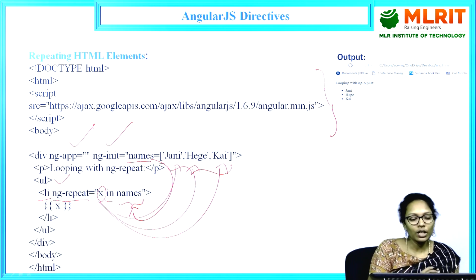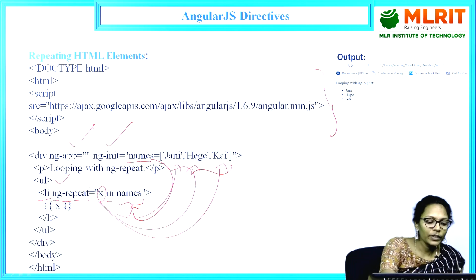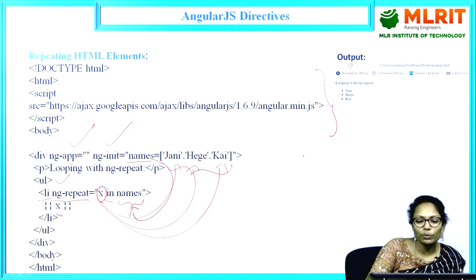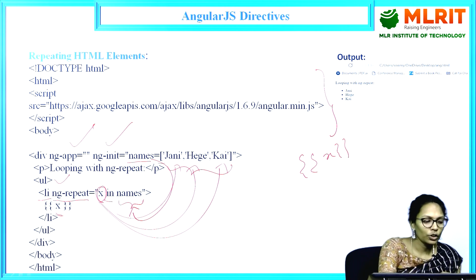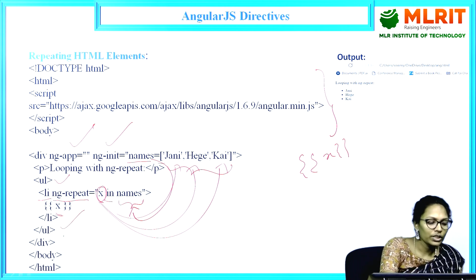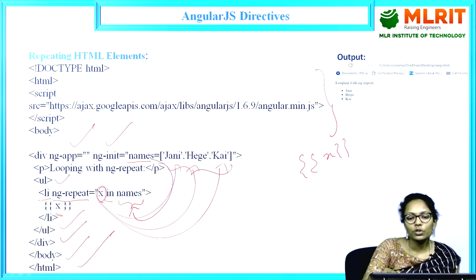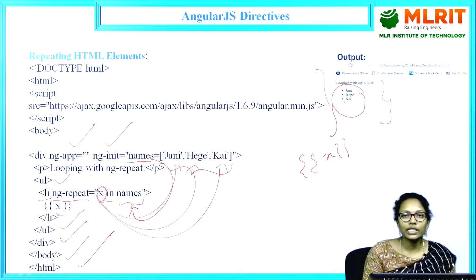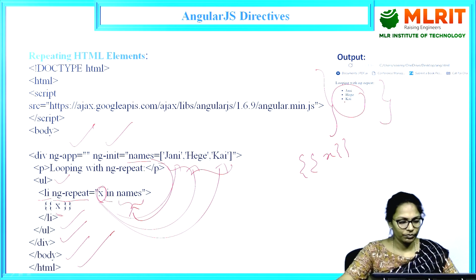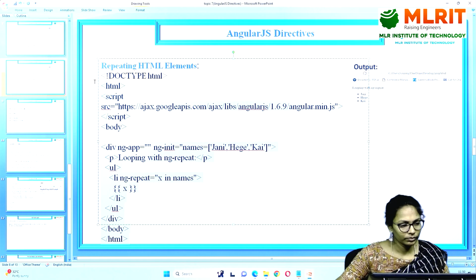So ng-repeat will work like that. For every iteration, whatever the x value is, that you print. So how to print in AngularJS? Within double curly braces. That's all. You close the unordered list, the division, the body and the HTML also. So this is the output I will get: the 3 items displayed using an unordered list. Try to execute this.